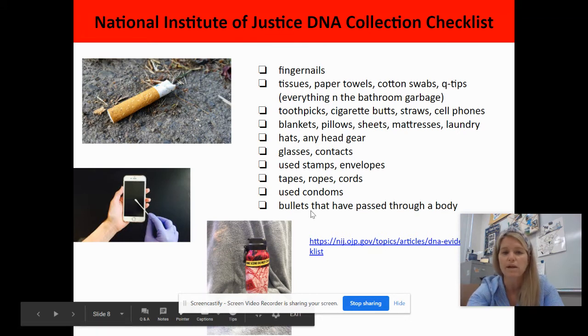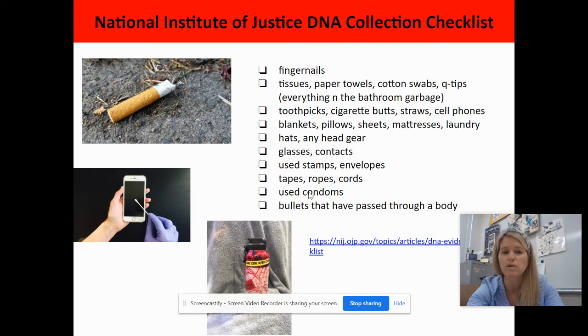It's very interesting. So they collect bullets, they collect any used condoms, they collect any tapes, ropes, cords at the scene, any used stamps or envelopes. Because remember, you have to lick the stamp, so you're going to have DNA from that, from your saliva. Hats or headgear. Any of you guys had to use headgear when you had braces? It's that thing you put in your mouth. So that's what they're talking about there. Also, headgear could be any kind of helmet of any sort. Obviously, glasses or even sunglasses would have DNA on them.